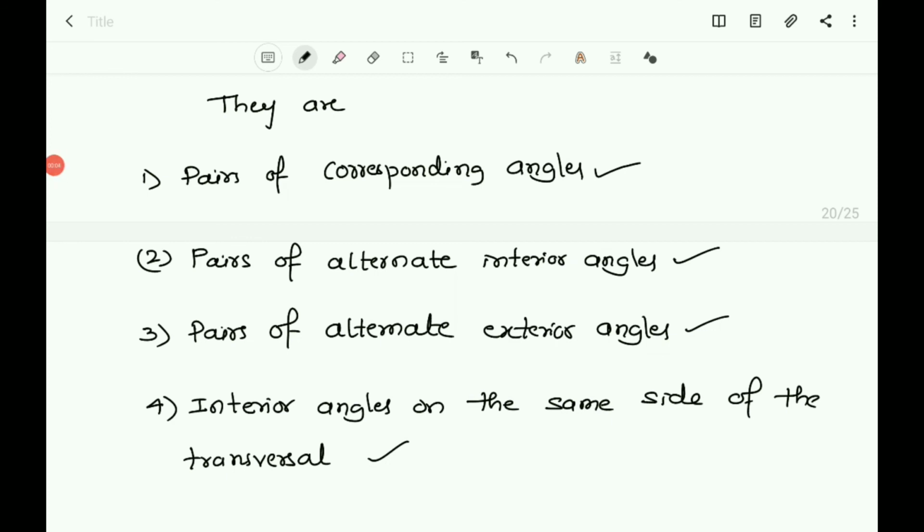One more special thing that you can observe here: many times we simply use the words alternate angles for alternate interior angles. Alternate angles means they are nothing but alternate interior angles. So instead of using the words alternate interior angles, we may use the words alternate angles only.